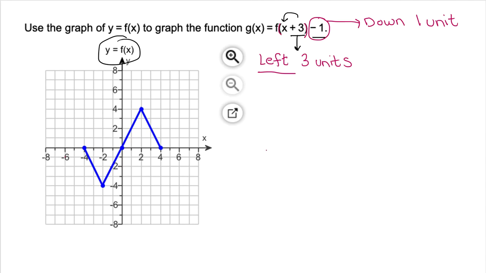So again, my two transformations are to move left 3 units, which is applied to my x-coordinate because the x-coordinate is left or right, and then down 1 unit, which affects my y-coordinate because the y-axis is up and down.